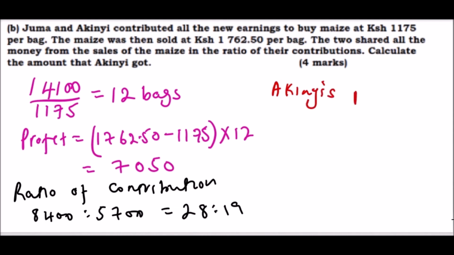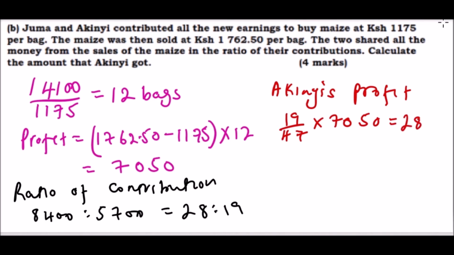Akinyi's profit, we can get, it is 19 divided by 47. That is a total of 28 and 19. That should give you not 45 but 47, and you multiply by the profit they got, which is 7,050, and this would give you, when you work with your calculator, 2,850.